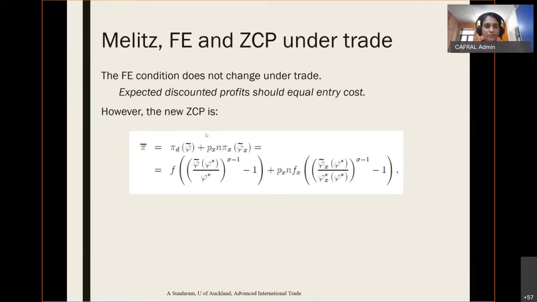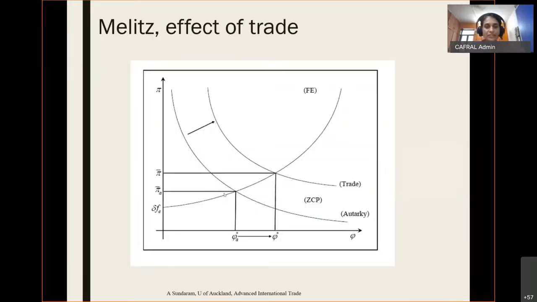Why does it look different? Because now your average profit, pi bar, doesn't just include the domestic profit, but it also includes these exporting profits for the exporters. So that means the right-hand side here has changed from before. And so what we're going to see is under international trade, the ZCP condition shifts to the right because there are more profits to consider. It's not just the domestic profits, it's also the exporting profit.